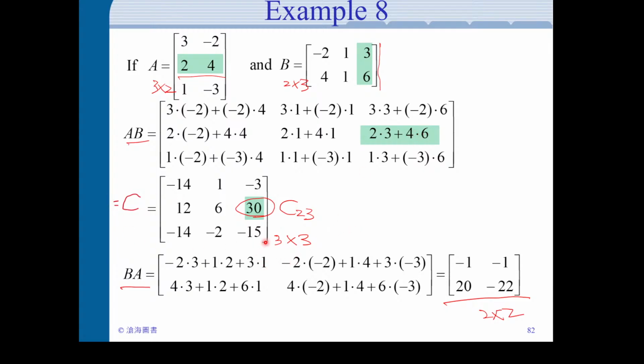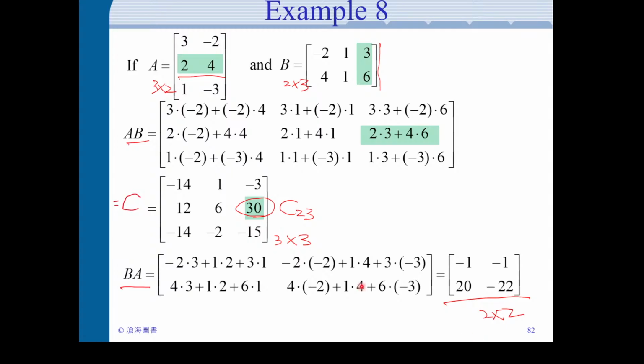And we see that C is a 3 by 3 matrix. And the interesting thing here is that in this example, because the dimensions happen to fit, we can also have a matrix BA. And the matrix BA will be a different matrix from matrix AB because they have different dimensions. Matrix BA will actually be a matrix with dimension 2 times 2. And you can calculate it out, and it will be this 2 by 2 matrix.